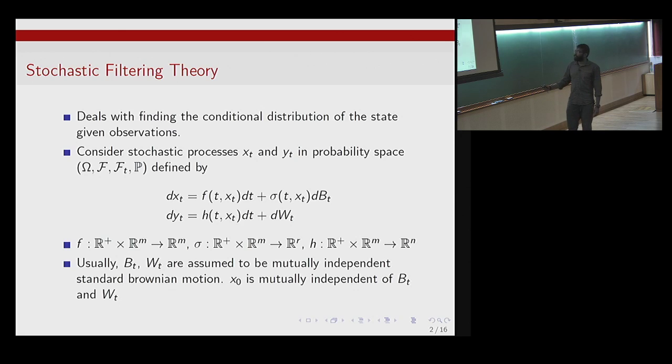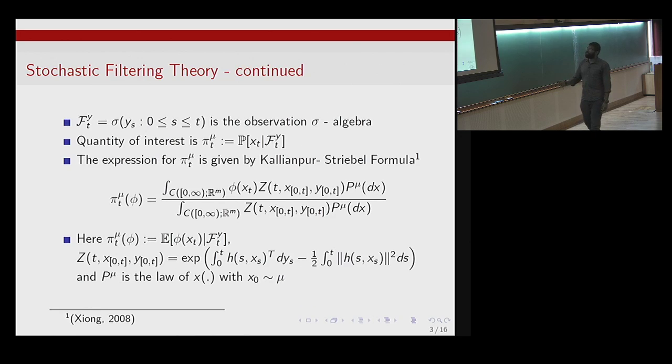So in that sense, B and W are mutually independent, and the initial state of the system is also mutually independent with respect to B and W. That again makes sense because the observation noise has nothing to do with how the system started. So this is the setup I have.